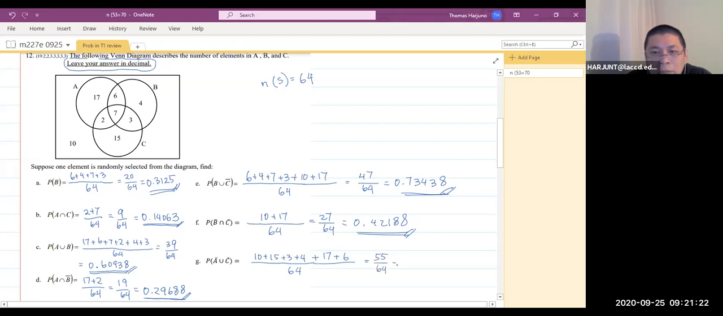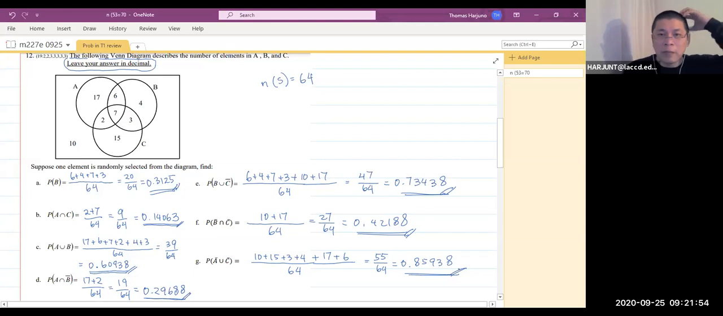Now, somebody asked me this question, Thomas, can I just get the decimal right away? Do I need to show the work for this? If I were you, I will. I will show the work, okay? 0.859375, because that's six decimal places. It's okay if you write 0.75, but I want to round it to 5 decimal places.